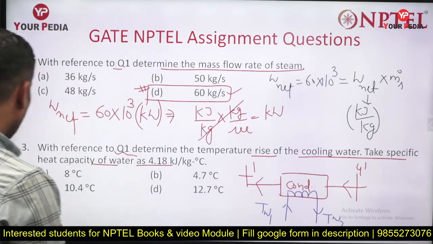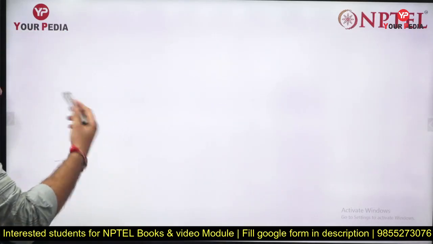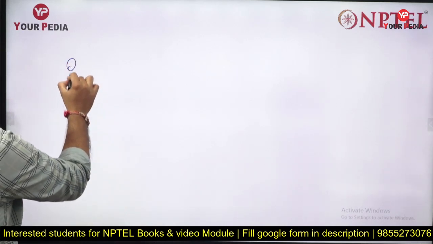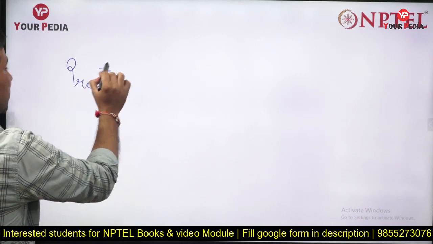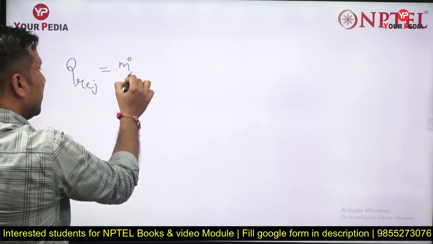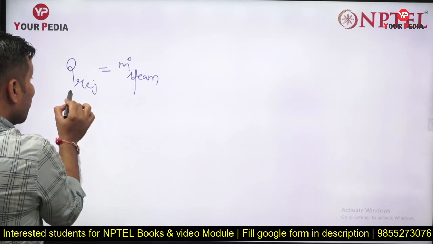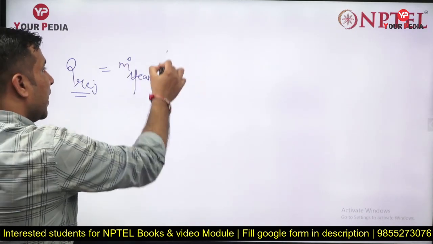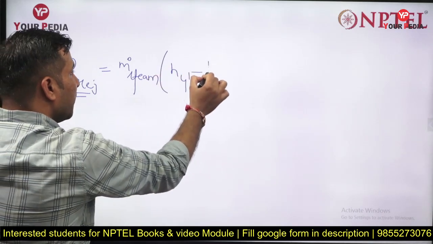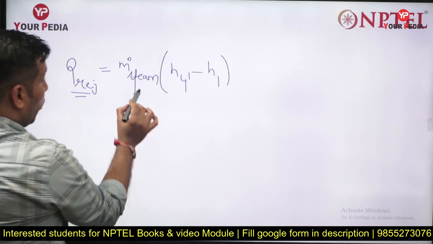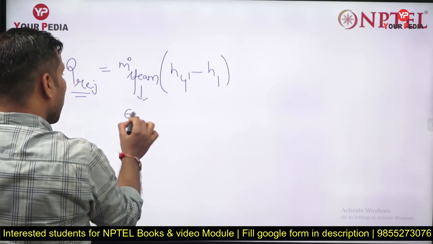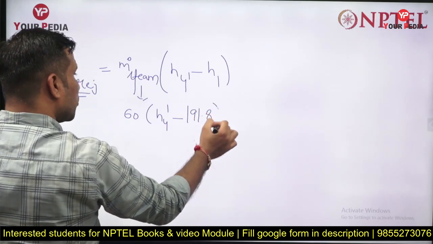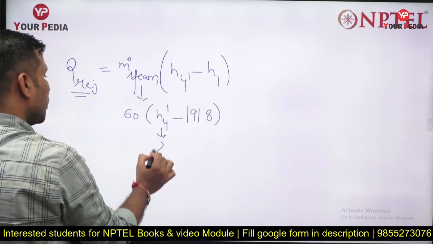So if you want to evaluate the change in temperature of the water, whatever is the actual heat rejection, which is nothing but the mass of the steam, guys, this is required because we want the total heat rejection. So total heat rejection will be nothing but mass of the steam which is circulating into H4 dash minus H1. These all things we know. We know the mass of the steam, it is close to 60 kg per second. This H4 dash also we know, close to 191.8. This also we know, guys. So we know this heat rejection.